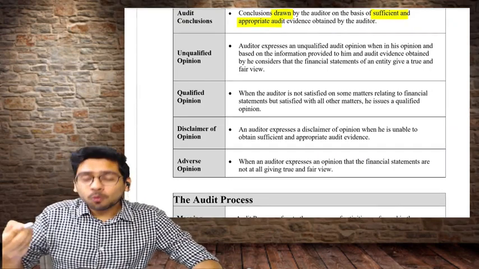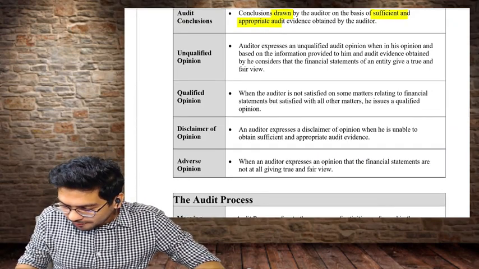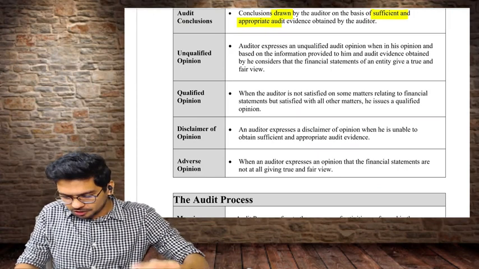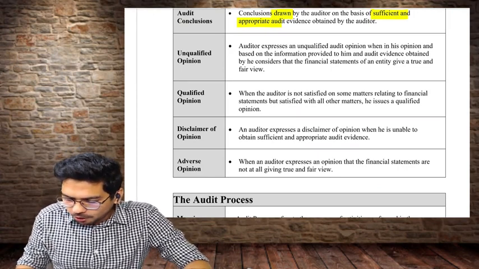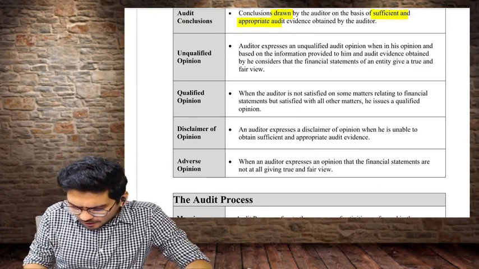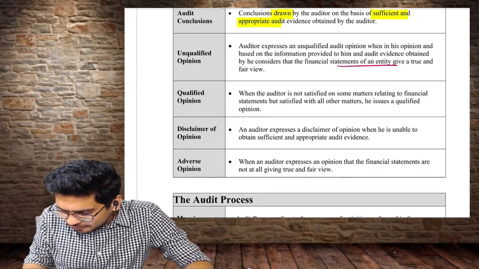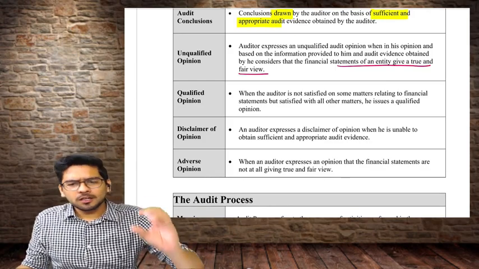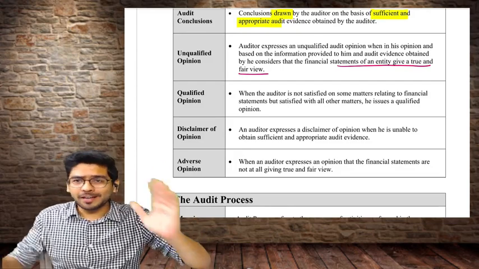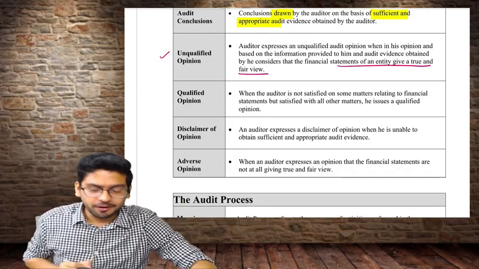An auditor expresses an unqualified opinion when, in his opinion and based on the information provided to him and the audit evidence obtained by him, he considers that the financial statements of the entity give a true and fair view. So when the financials are giving a true and fair view, the auditor is going to issue an unqualified opinion.